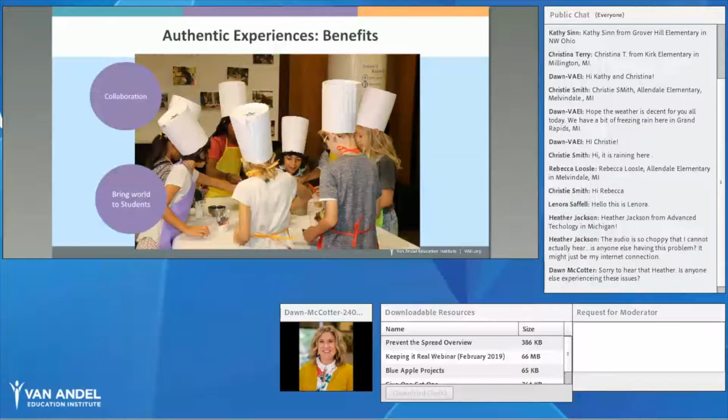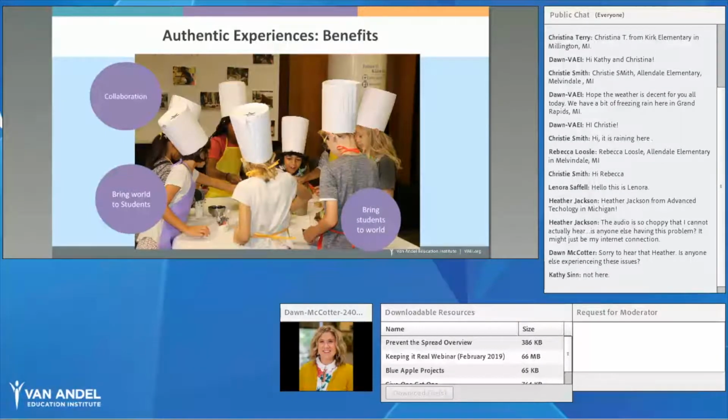There's also opportunities for that real world connection, where the world is brought into the students, whether it's through bringing in experts from your community or Skyping with experts virtually. And also bringing the students to the world, sharing what are the awesome, cool things that they're doing, and sending that message out to the masses.